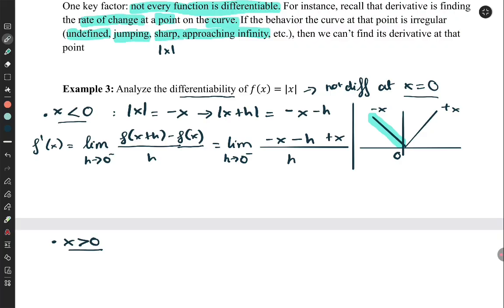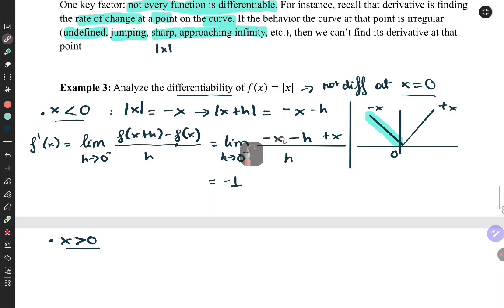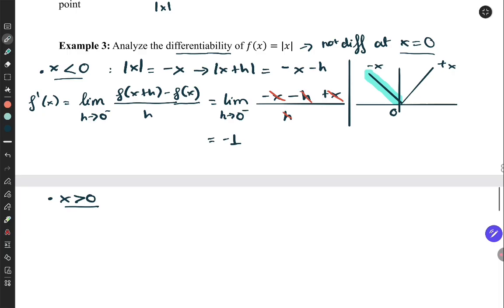Cancel. It's very easy, right? This one, cancel. Negative h over h, negative 1. Limit of negative 1. Limit of a constant is a constant. Just negative 1. Cancel a bunch of them. Okay. Do it one more time.